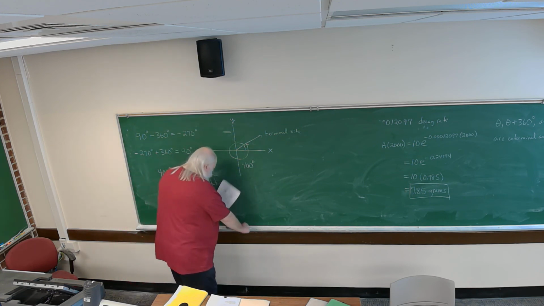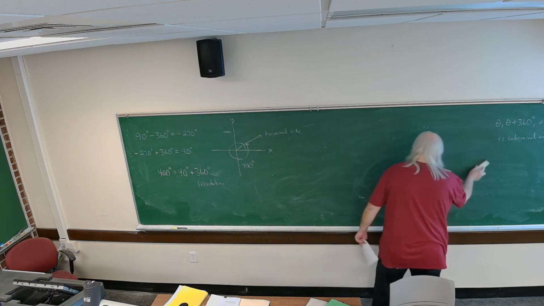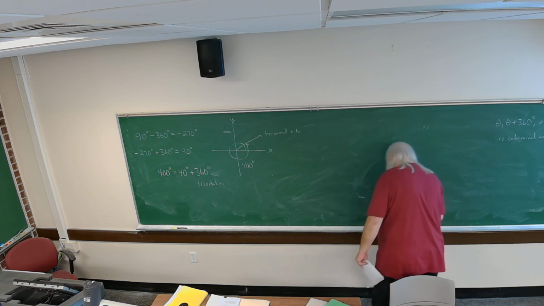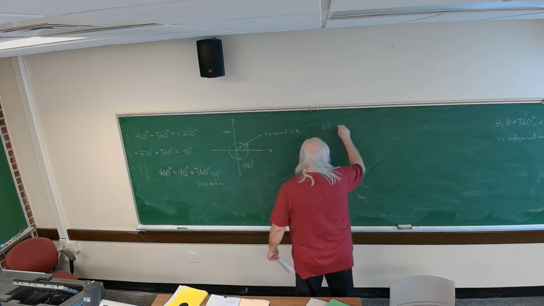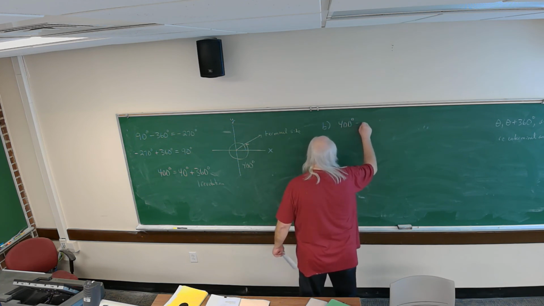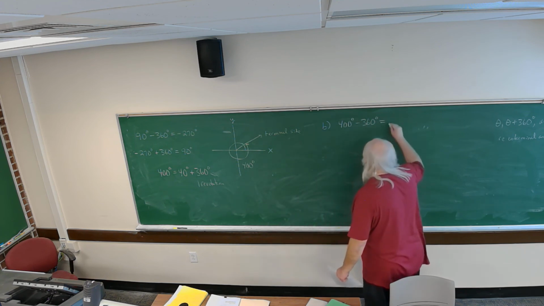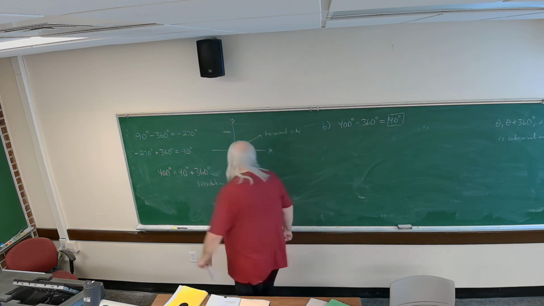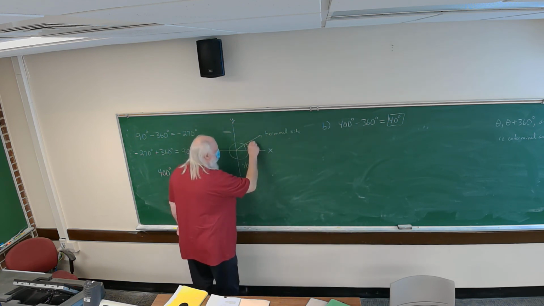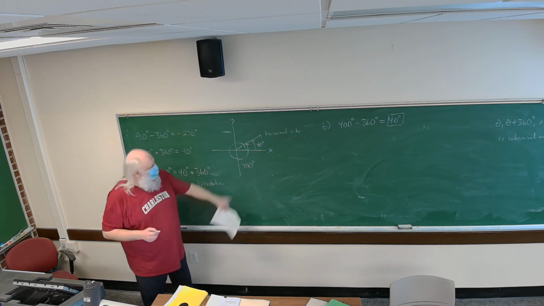Find a coterminal angle between 0 and 360. Well, to find a coterminal angle between 0 and 360, take the initial angle 400 degrees, and I subtract 360 degrees. And that gives me the angle 40 degrees. So the angle between the positive x-axis and the terminal side, from here to here, that's 40 degrees. So 40 degrees and 400 degrees share the same terminal side.